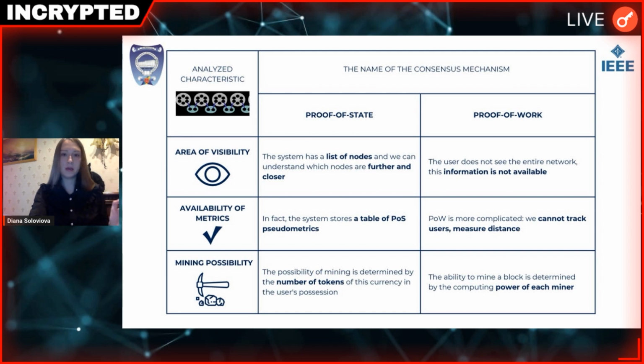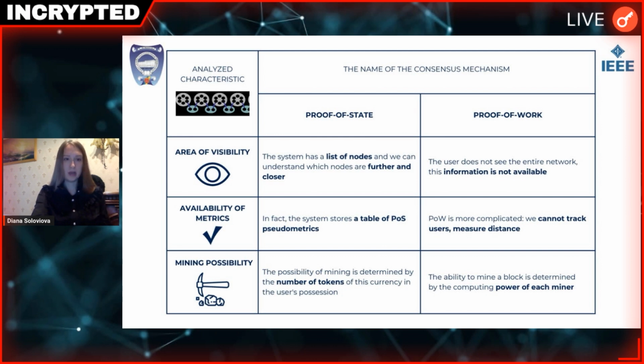And the static method proof of stake differs from the dynamic one, proof of work, by a number of key features which demonstrate the differences in solutions that can be applied to them. For example, a proof of stake system has a list of nodes, so we can understand which nodes are farther and closer. Despite that, in a proof of work system, the user doesn't see the entire network, and this information is not available.